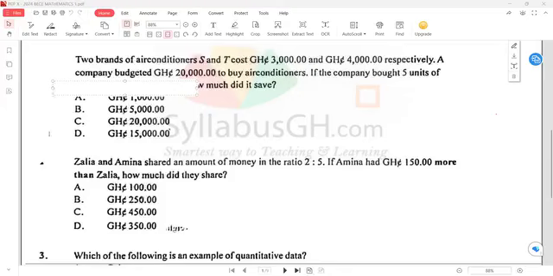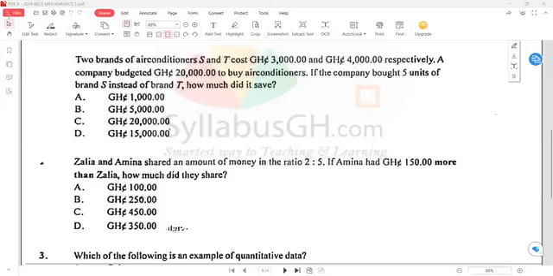So with question 2, we are looking at Zalia and Amina shared an amount of money in the ratio 2:5. If Amina had 150 cedis more than Zalia, how much did they share?